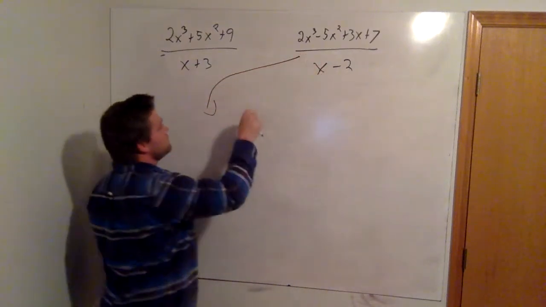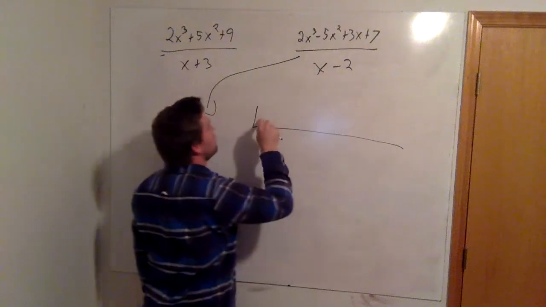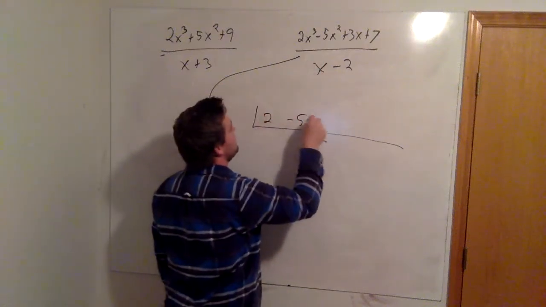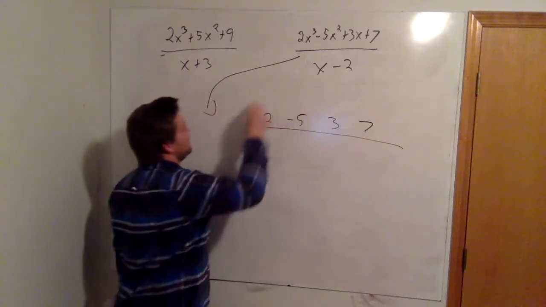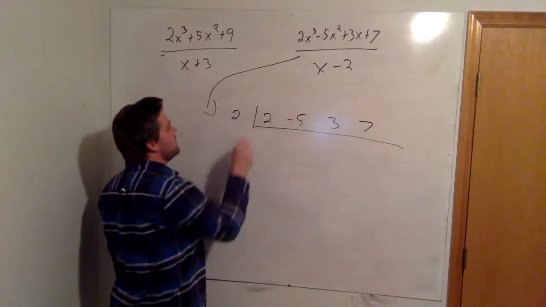Okay, we'll set up our synthetic division bar. We'll write a 2. We'll write a negative 5. We'll write a 3. We will write a 7. Then I'm going to put not a negative 2 here, but a positive 2 here.